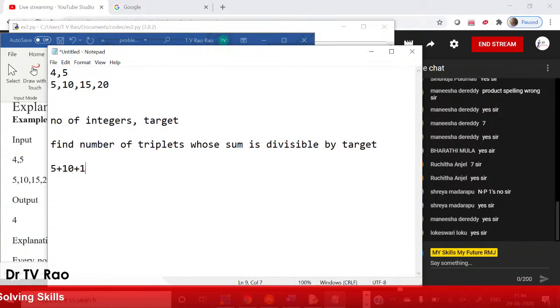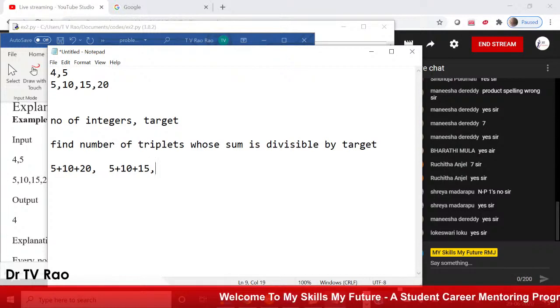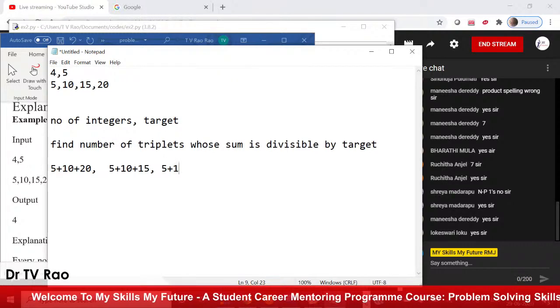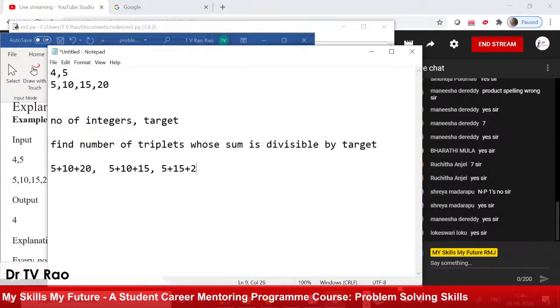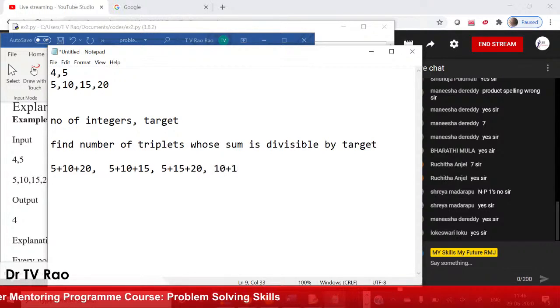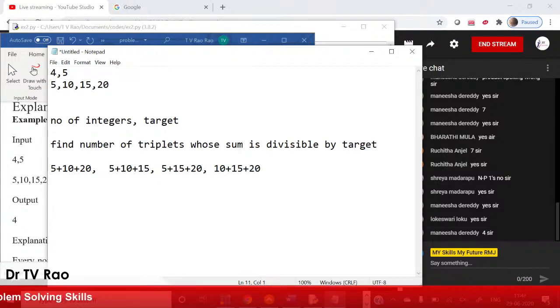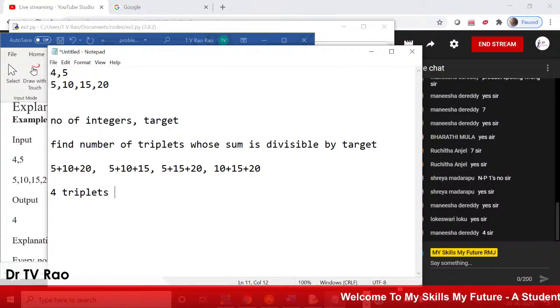Okay. Say 5 plus 10 plus 20 is one combination. 5 plus 10 plus 15 is one combination. Then 5 plus 15 plus 20 is one combination. Then 10 plus 15 plus 20 is other combination. So how many combinations are there? There are 4 triplets. Okay. Is this clear?